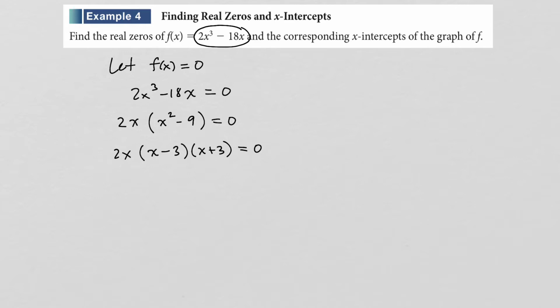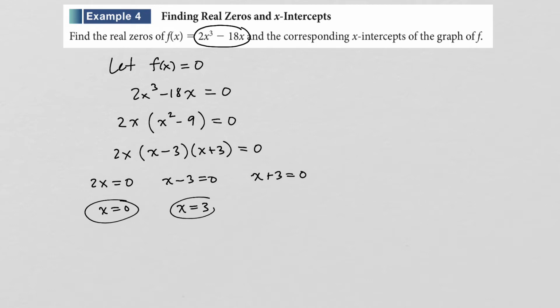So now when it comes to finding zeros, we're going to take every factor that has the variable x in it, and we're going to set each of those factors equal to 0. So for this first one, if we divide by 2, we get x equals 0. For the second equation, if we add 3, we get x equals 3. And for the third equation, subtracting 3 gives us x equals -3. So the real zeros are going to be 0, 3, and -3.